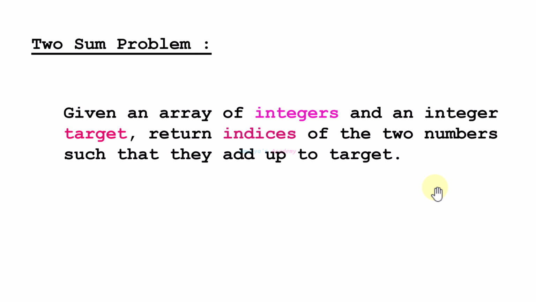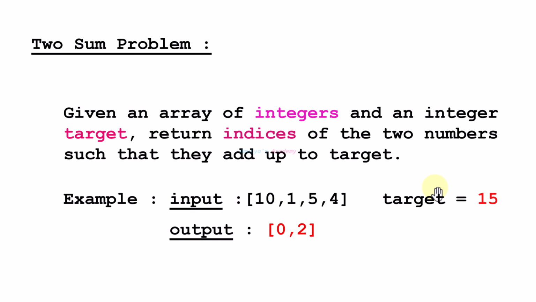For example, if the given array is 10, 1, 5, 4 and the target is 15, the numbers 10 and 5 add up to 15 and the answer would be the indices 0 and 2. Here we will assume that each input would have exactly one solution and we may not use the same element twice. Okay then, how to write the program?